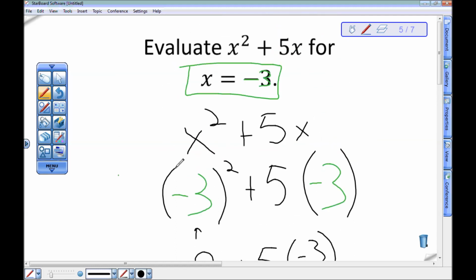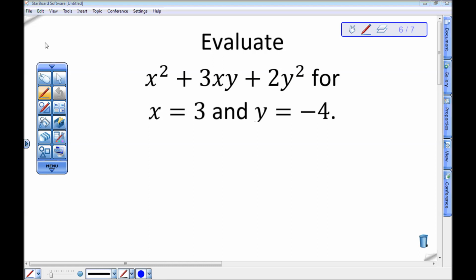So this expression, when x is negative 3, has a value of negative 6. All right, in this example, I want to evaluate x squared plus 3xy plus 2y squared for x equals 3 and y equals negative 4.